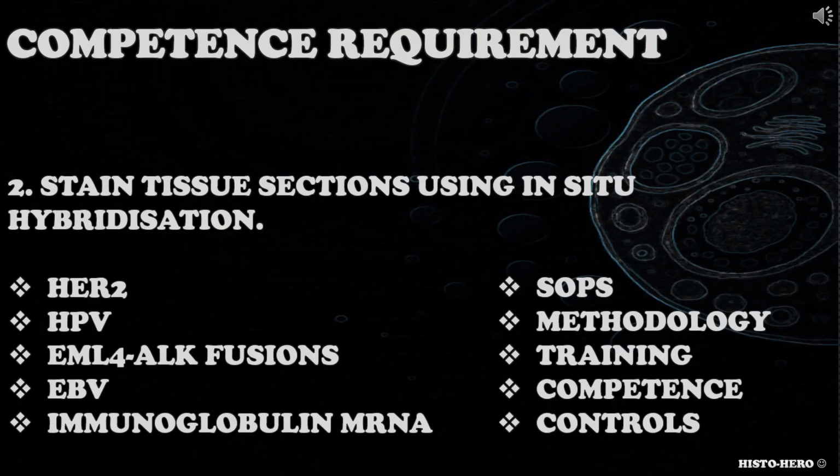The second competence requirement is stain tissue sections using in situ hybridization. Candidates should be able to stain sections using in situ hybridization. Does the candidate stain tissue section using in situ hybridization? Do they take correct steps and understand why they take them? Can they troubleshoot problems encountered in situ hybridization? Do they follow local protocols and SOPs? When addressing this competence requirement, candidate could consider tissue preparation prior staining, stains highlighted in indicative repertoire and stains used in your department, SOPs, methodology used, control material, your training and competence.